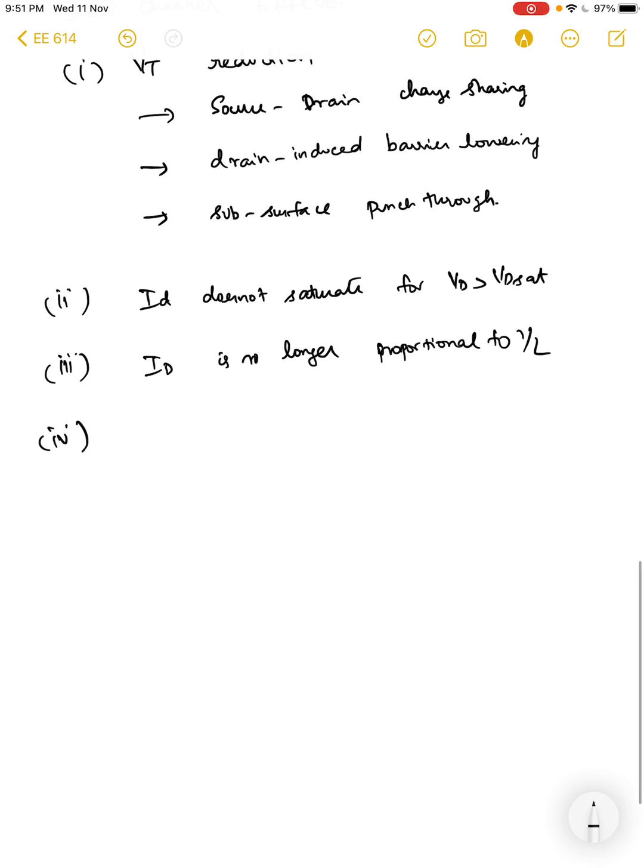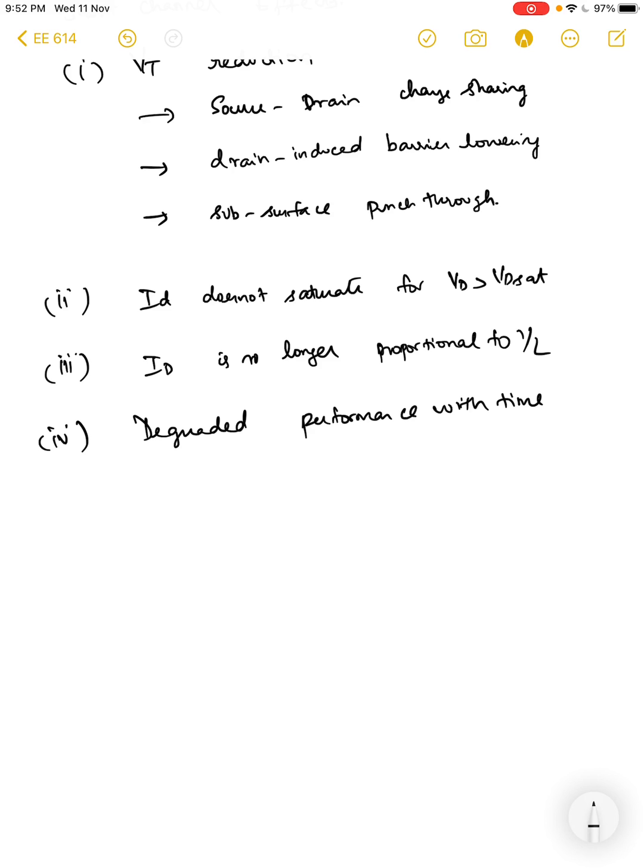And the last effect of this is degraded performance with time. So you keep operating your device and after some time your device starts to operate badly, or it has some other effect because of some permanent changes in the device architecture, right? So these are the common drawbacks of short channel devices, or the scaling problems.